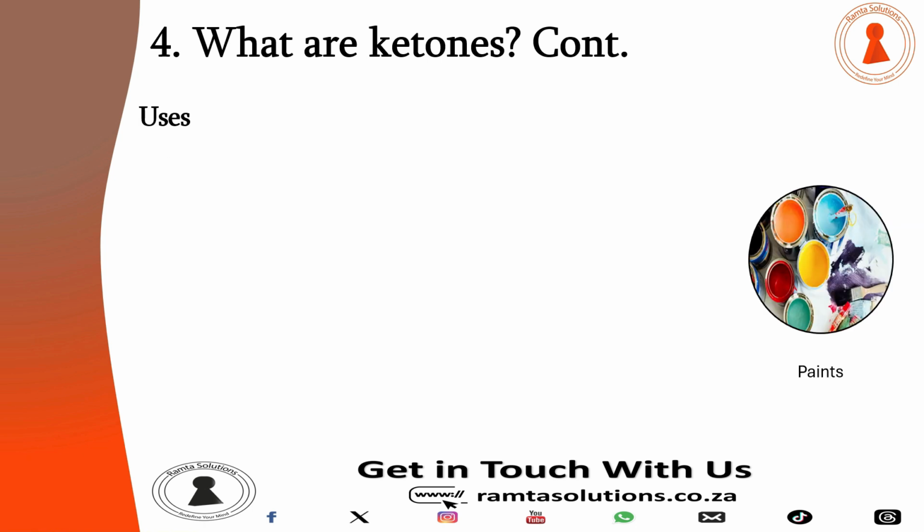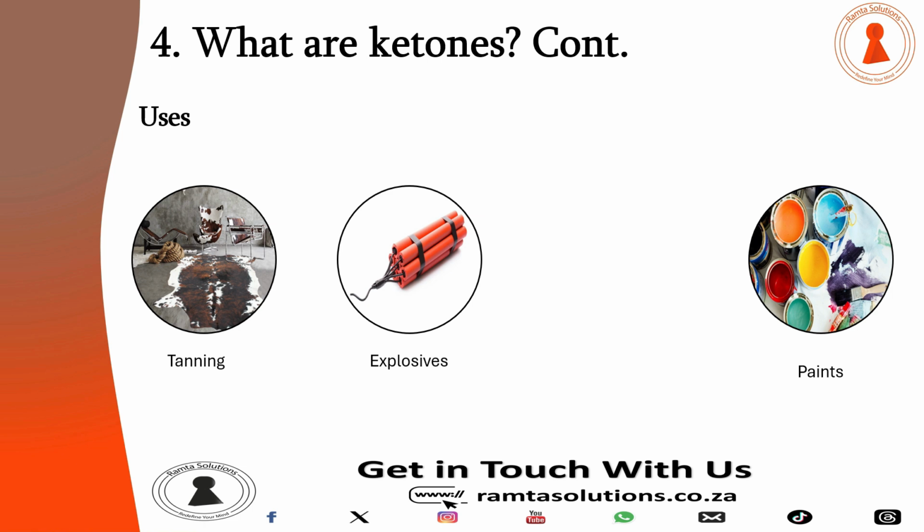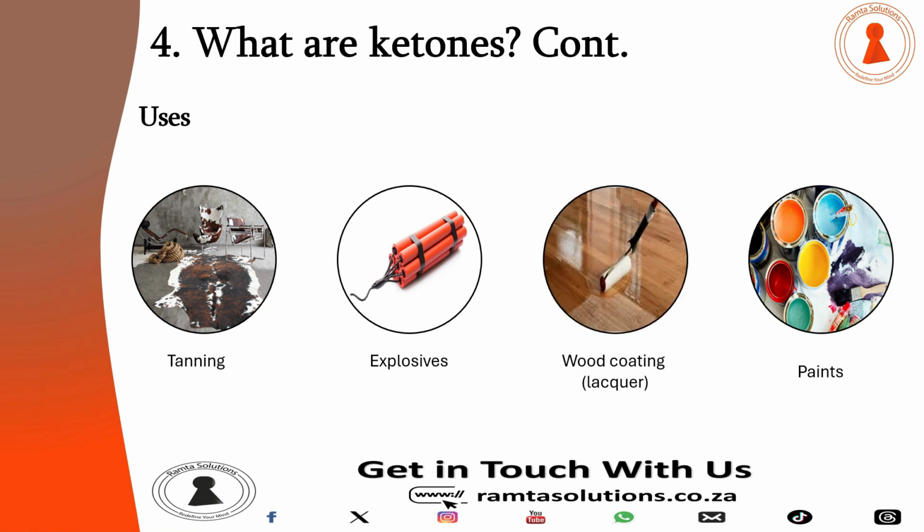How do we use them? In painting, we use ketones. To produce paints, we use ketones. Remember, to produce dyes, we use aldehydes. To produce paints, we use ketones. All right? Tanning, now this is when you convert your animal skins, or animal hides, to leather. Tanning makes use of ketones. Okay? The production of explosives also makes use of ketones. Right? And the production of lacquer, for example, for coating your wood, is also an application of ketones.